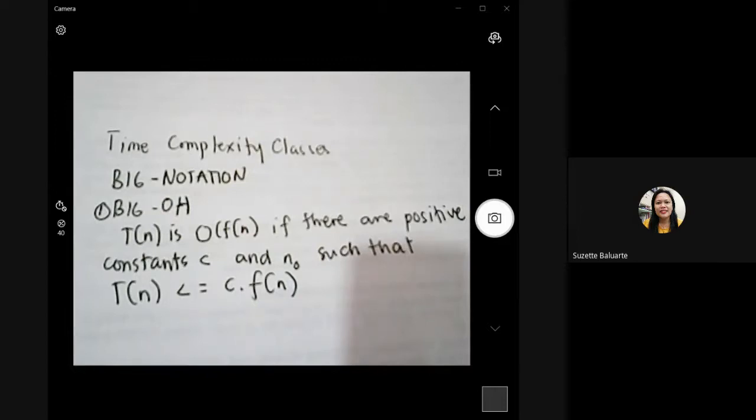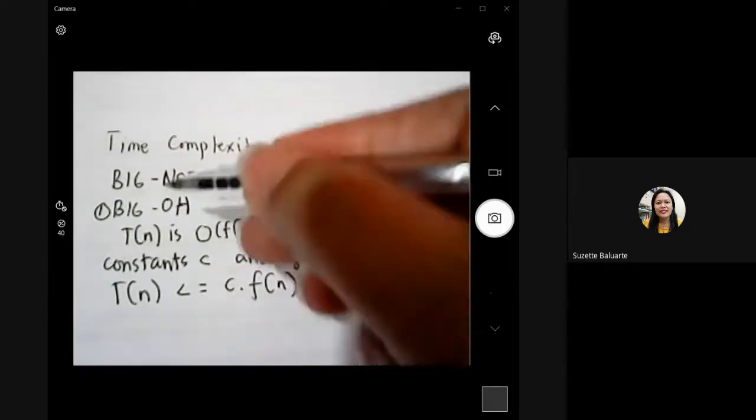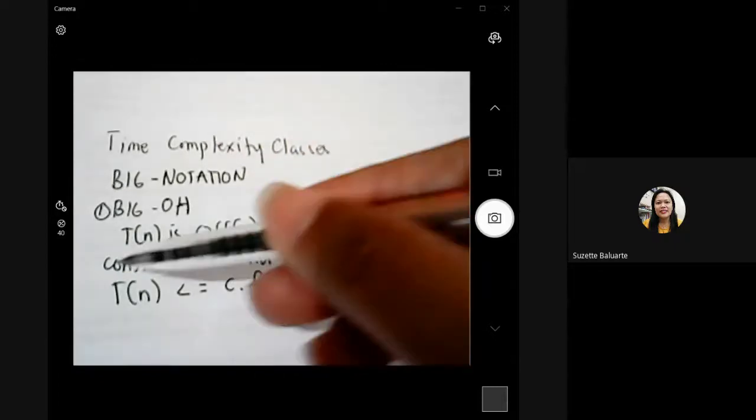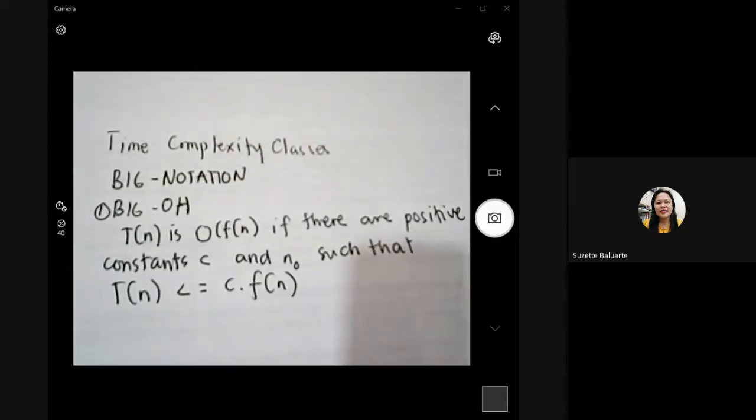So what do you mean by that? When we are given, let's say, a T of n, for example, 4n plus 3, we will try to prove whether T of n is big O, or whatever notation it might be. So that is the definition of big O.